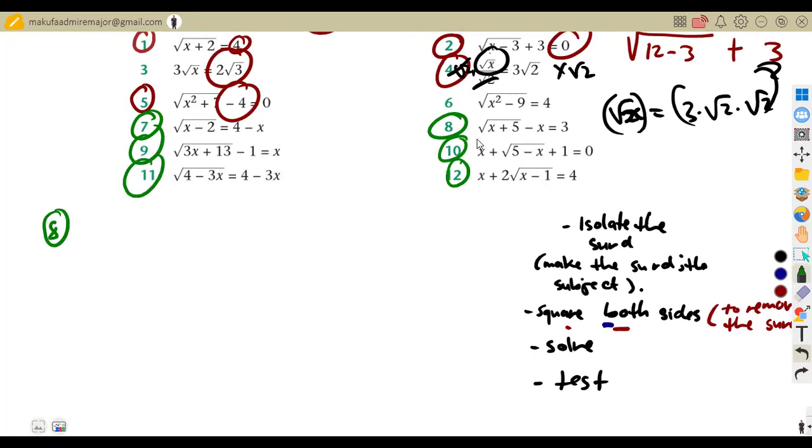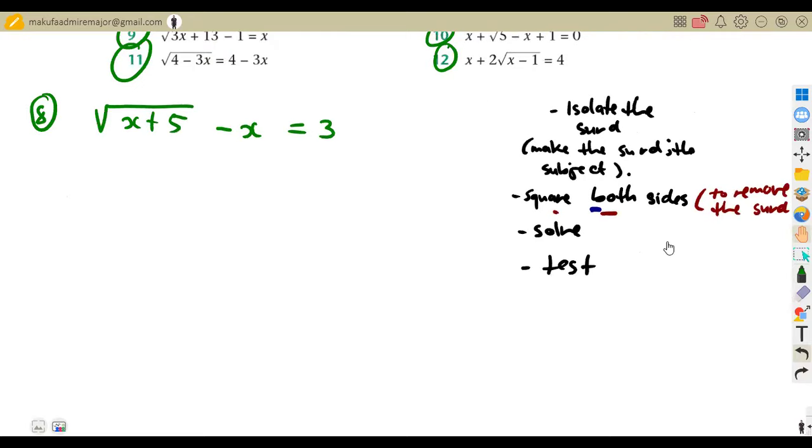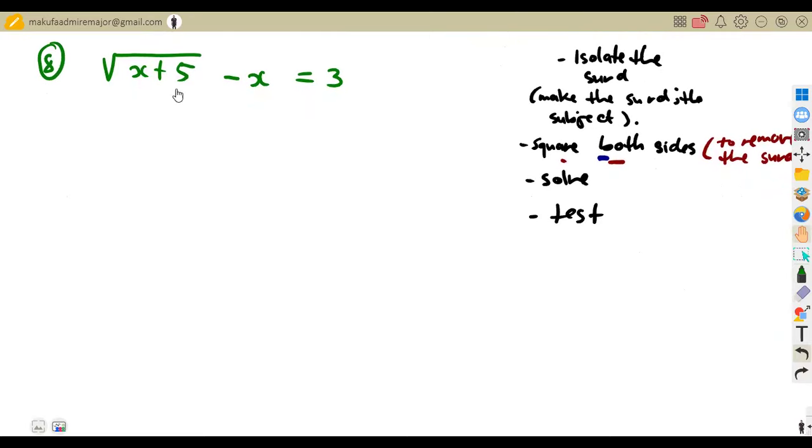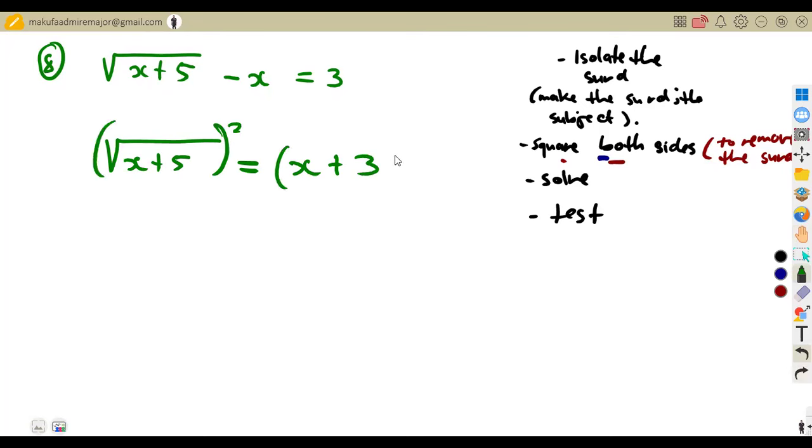Let's try question 8, where we are given the square root of x plus 5, in this case, minus x is equal to 3. All right, so like I said, the first thing is to isolate the square root, the surd, to make the surd the subject. What is affecting the surd is the minus x. How are we going to affect this? Transpose it to the other side of the equation, it becomes a positive. That means we've got the square root of x plus 5, which is equal to x plus 3. The moment we are having this, we square both sides so that we remove the square root. So that this here, the surd, is removed.